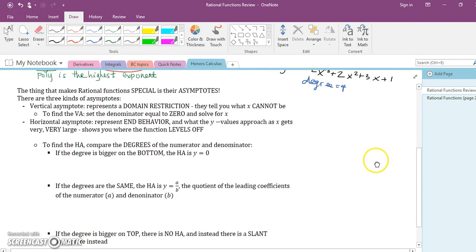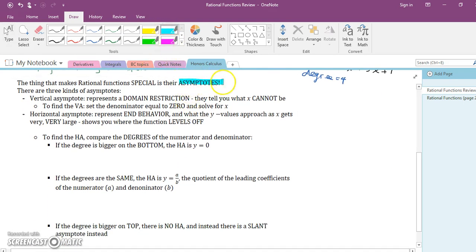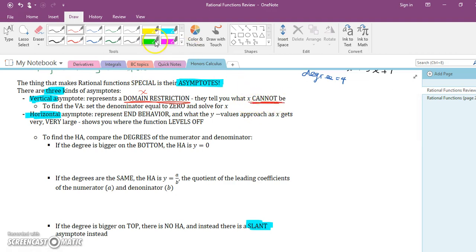Now, the thing that makes a rational function special is it has asymptotes. Without an asymptote or asymptotes, it wouldn't really look rational. There are 3 kinds of asymptotes: vertical, horizontal, and slant. So you're going to want to make sure you get all this written down here. Vertical asymptotes represent a domain restriction. Remember, domain is x. They just tell you what x cannot be equal to. To find the vertical asymptote, which is something you're going to need to do a lot, you're going to set the denominator equal to 0 and then solve for x. Whatever that x value is, that's your vertical asymptote. And I'll show you examples of each of these.